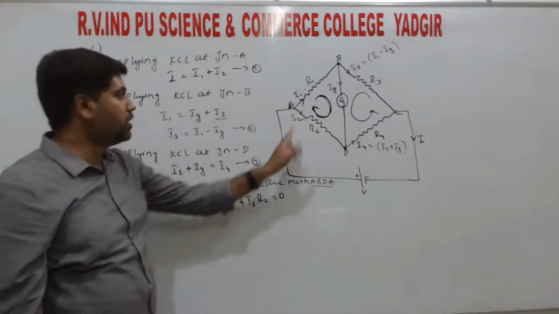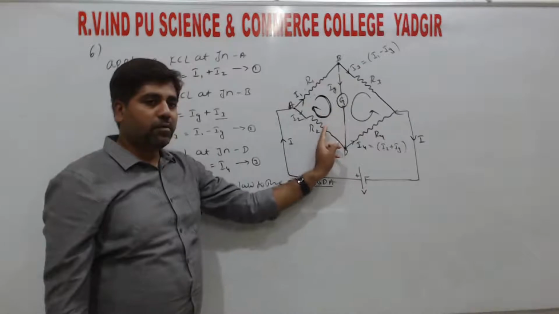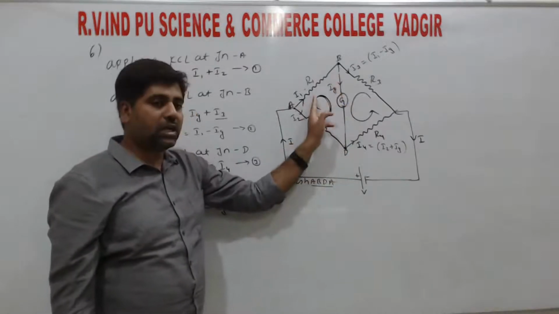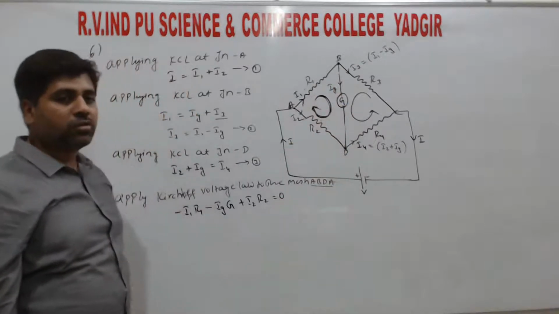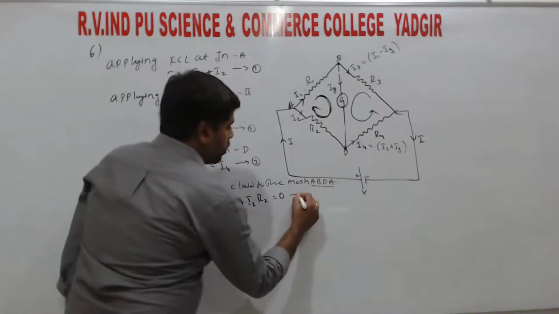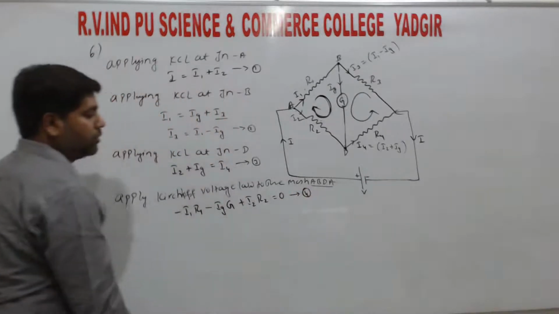Why 0? Because there are no cells in this mesh. So in this loop there is no cell of any kind. That is why it is equal to 0, right? So calling this one as the fourth equation, right?